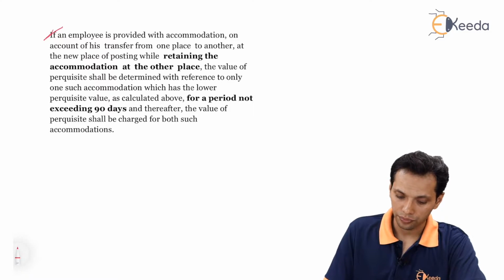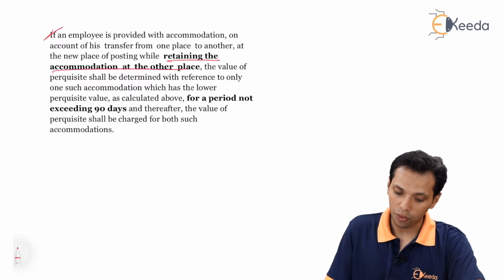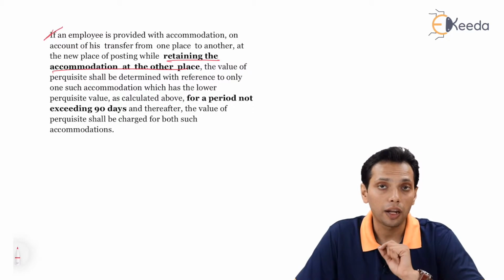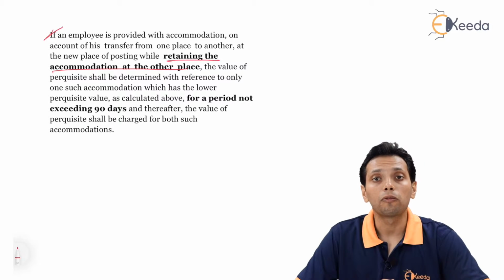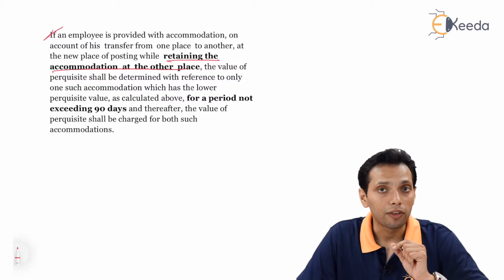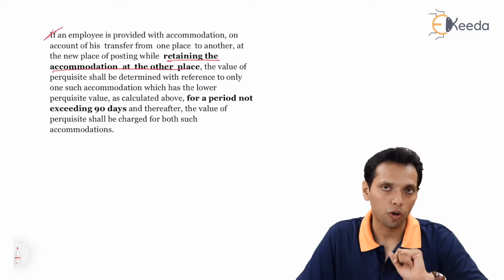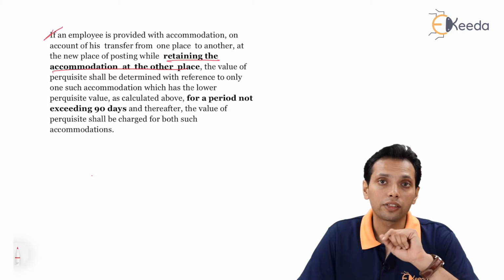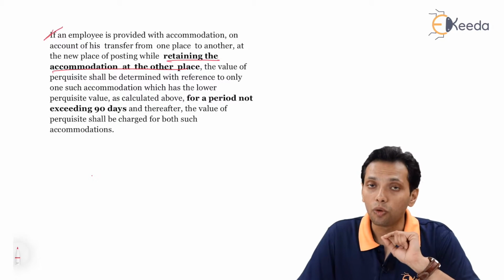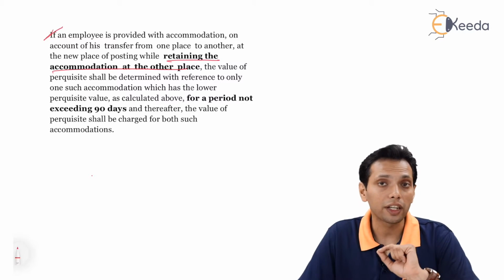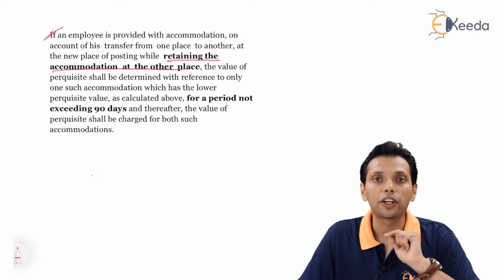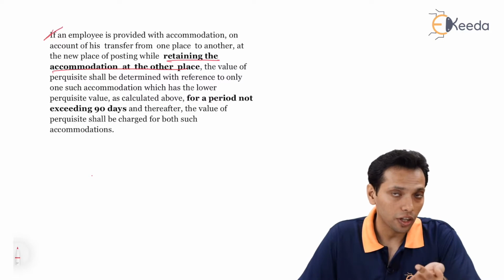Another note section. This is retaining the accommodation at another place. These are the cases where an employee is being transferred from one place to another, and retains the old accommodation. For example, the person is being transferred from Mumbai to Chandigarh. In those cases, the Mumbai accommodation is also maintained by the employee, as well as the Chandigarh accommodation.